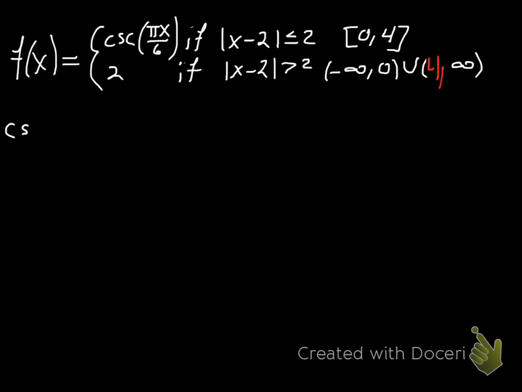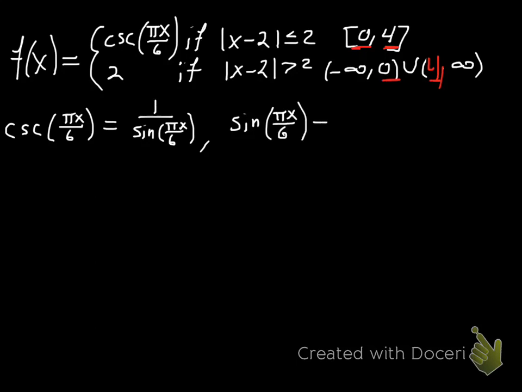So really what we need to do is find where the cosecant of pi x over 6 is undefined, and then we need to find the connector points. The connector points for where we change from cosecant to 2 would be at 0 and 4. So we just need to check at 0 and 4 and where the cosecant of pi x over 6 is undefined. Cosecant of pi x over 6 is the same thing as 1 over sine of pi x over 6. We need to find when the sine is 0, because when the sine is 0, that'll be where we're undefined.